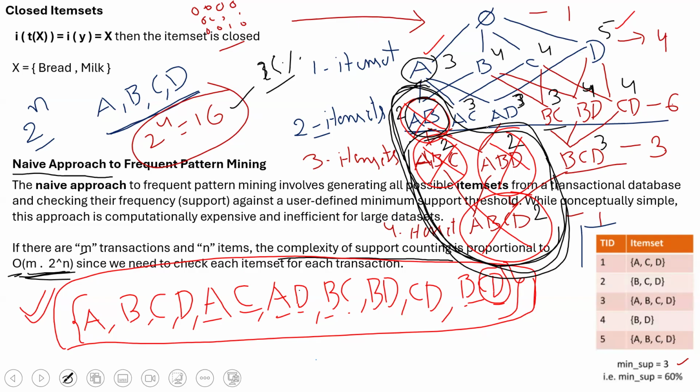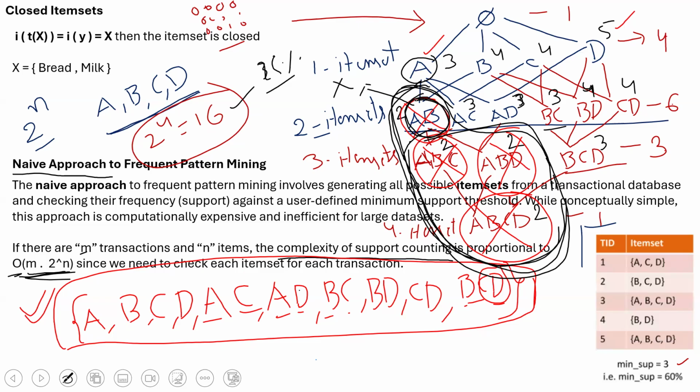It's a simple rule. If X is not frequent, any of its supersets cannot be frequent, right? If this is frequent, we can say all its subsets are frequent. If AB is frequent, we can say A is frequent, B is frequent, right? If AB is not frequent, any of its supersets cannot be frequent. Okay, that is what it all comes down to.